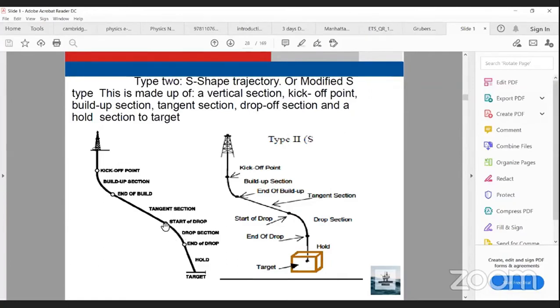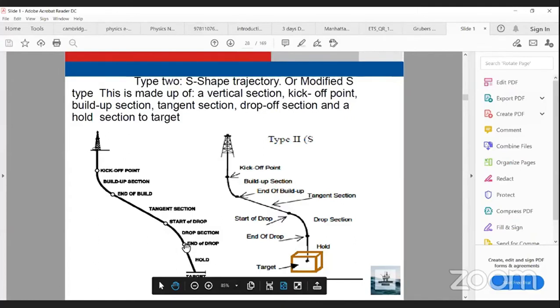If I start here at 40, then according to the plan, for example, I should end at 20. Then I will hold the angle, or keep the angle constant, until I reach the target. So this is type 2.